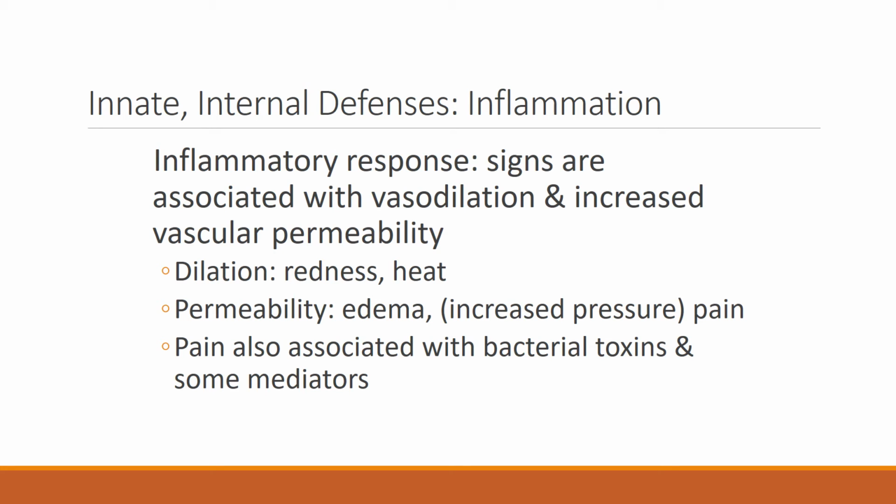With the inflammatory response, we see different signs associated with vasodilation. Dilation of those blood vessels is primarily caused by histamine, and also there are different prostaglandins that induce that redness and heat. We have an increase in permeability with edema, and this helps to increase the pressure. We'll also have pain that's associated with different types of toxins.